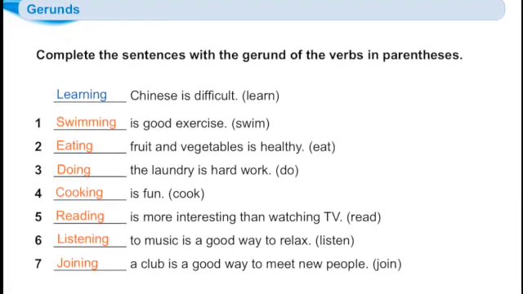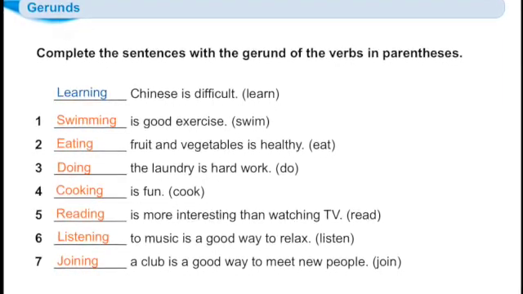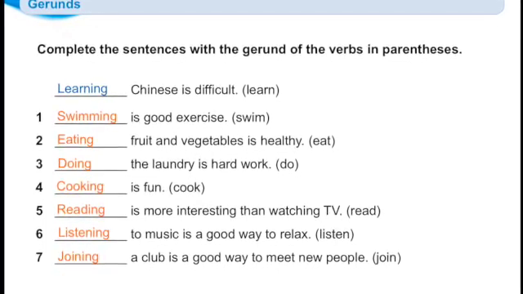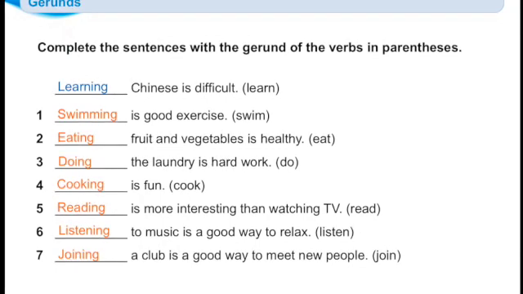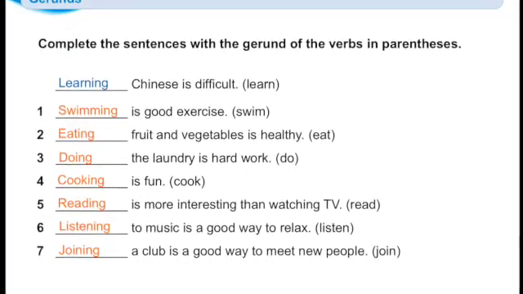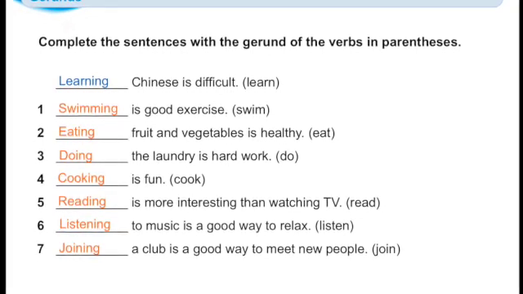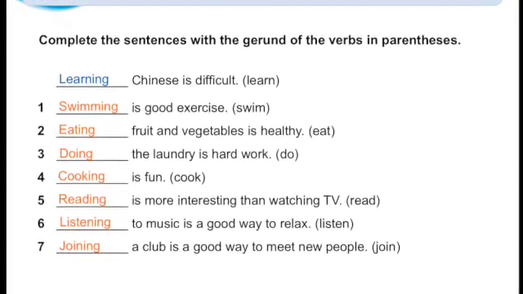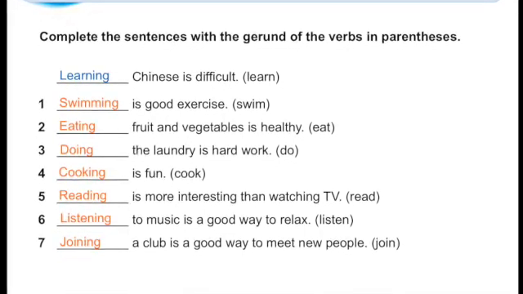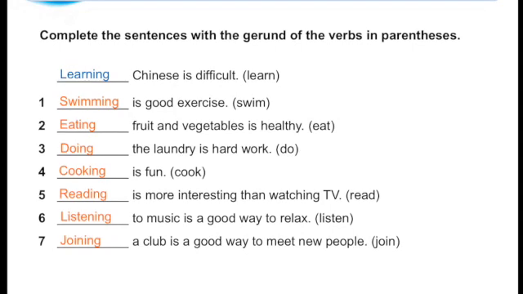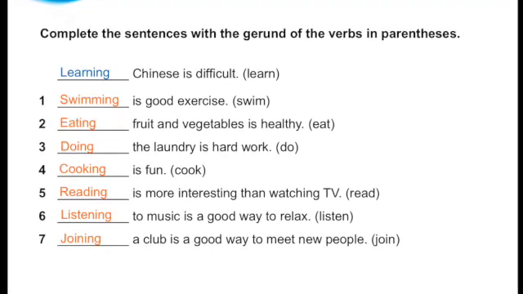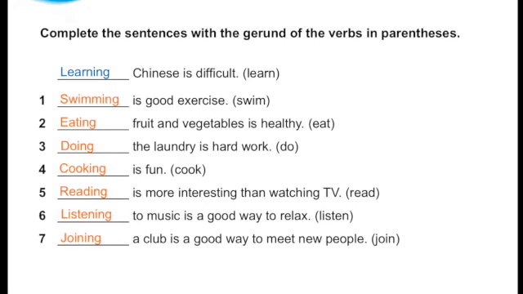Number 3, doing the laundry is hard work. Number 4, cooking is fun. Number 5, reading is more interesting than watching TV. Number 6, listening to music is a good way to relax. Number 7, join a club is a good way to meet new people. Si nos damos cuenta, nos piden que trabajemos los verbos learn, swim, eat, do, cook, read, listen, and join como gerund y como subject de una oración.